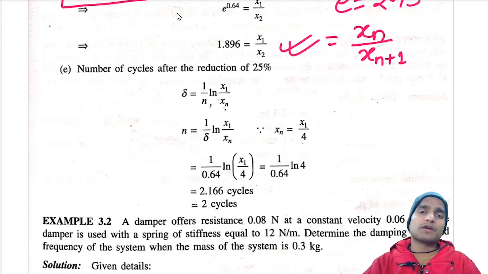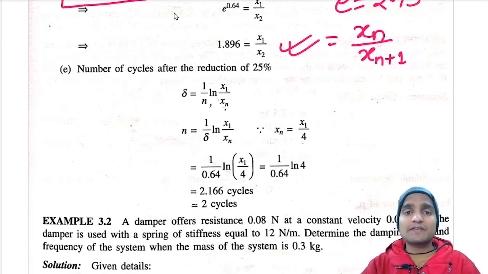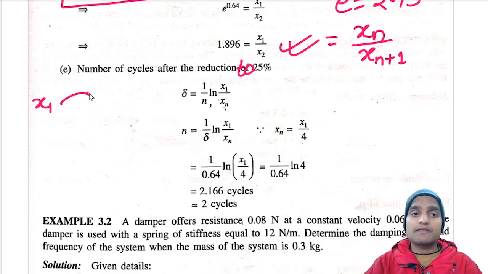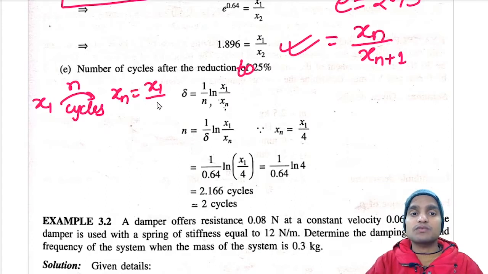Now we have to calculate the number of cycles after which the amplitude is reduced to 25%. Let's say if x1 was our initial amplitude, then after n cycles what happens? It becomes xn, and xn is equal to x1 by 4. So the amplitude has reduced to 25%.